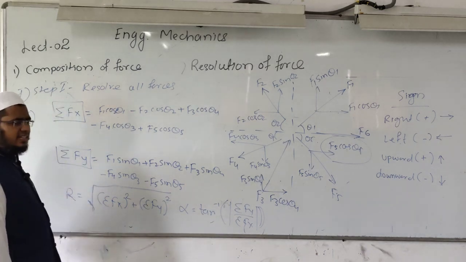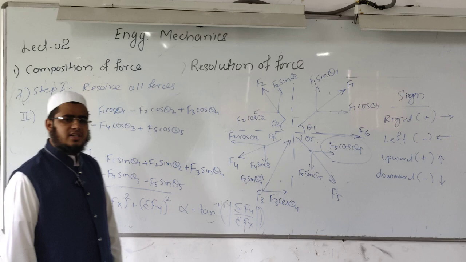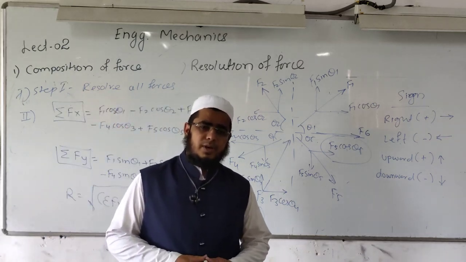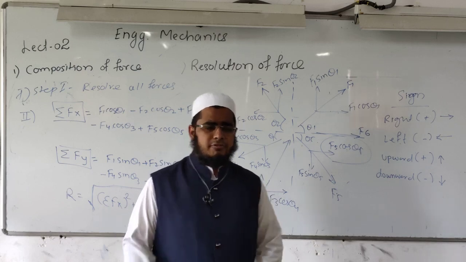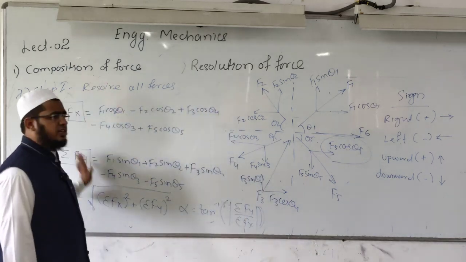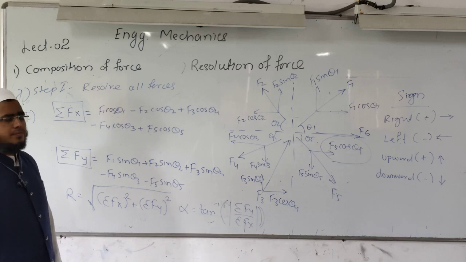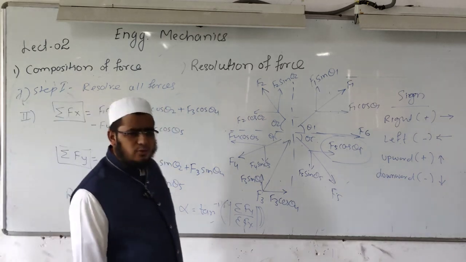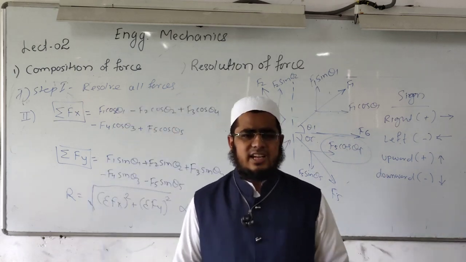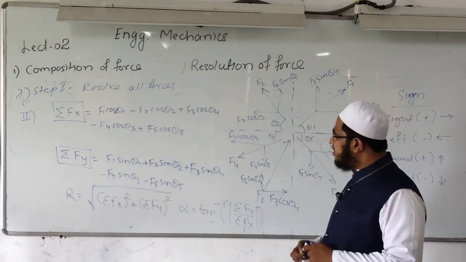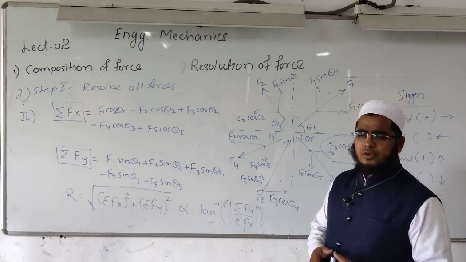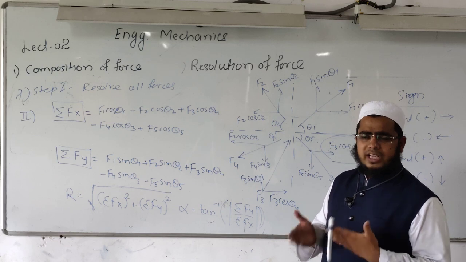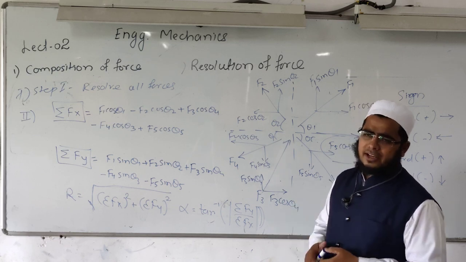When two forces are acting, to determine the resultant we will use the law of parallelogram of forces. But when a number of forces are acting, we will use this general method to determine the resultant of the force system. The first step is to resolve all the inclined forces with the help of sine and cos. With horizontal there will be the force cos of angle, vertical force sine of angle.